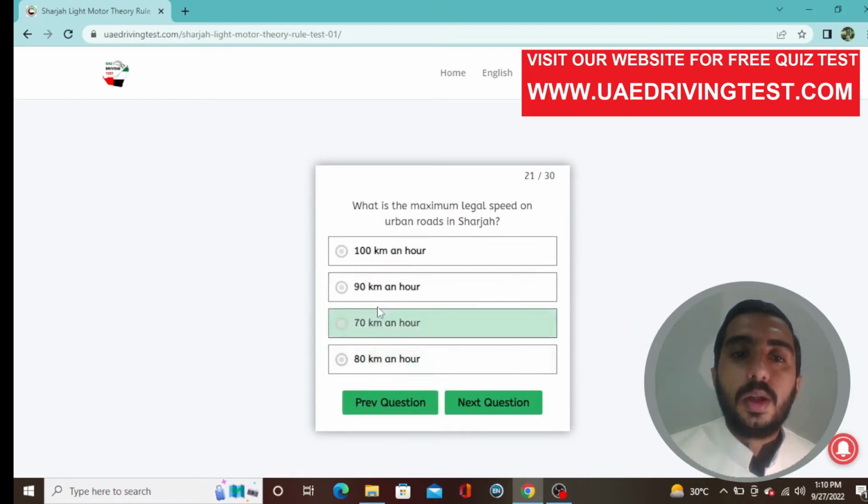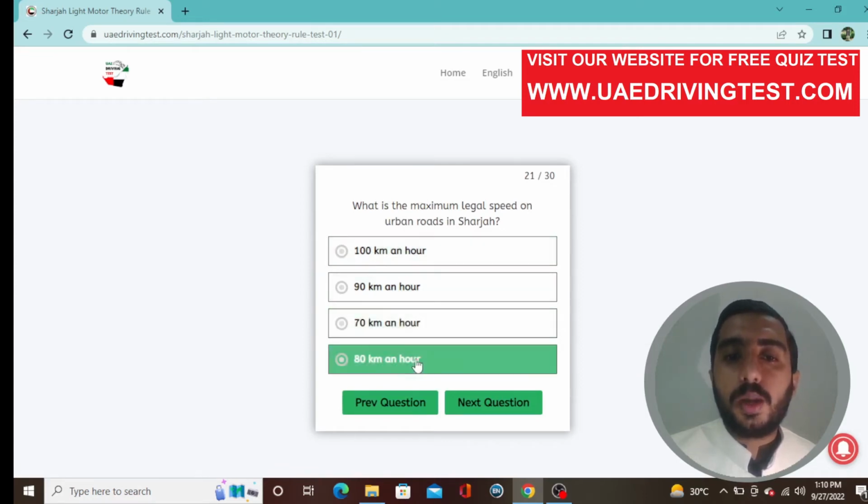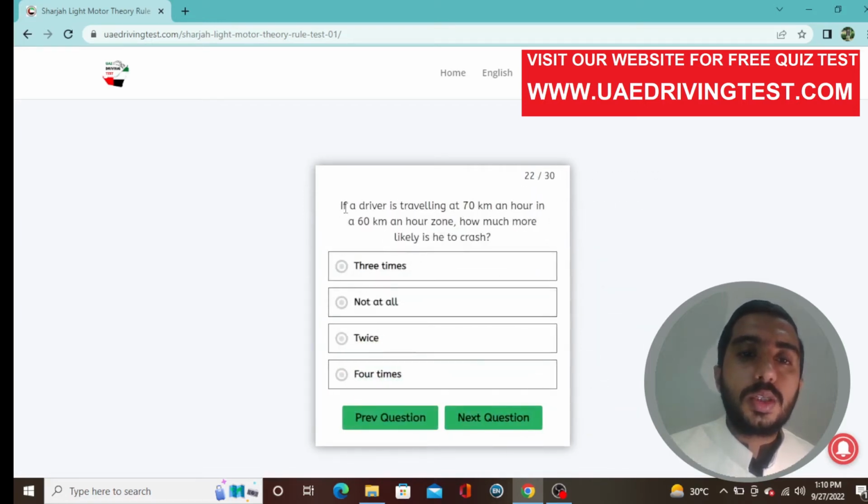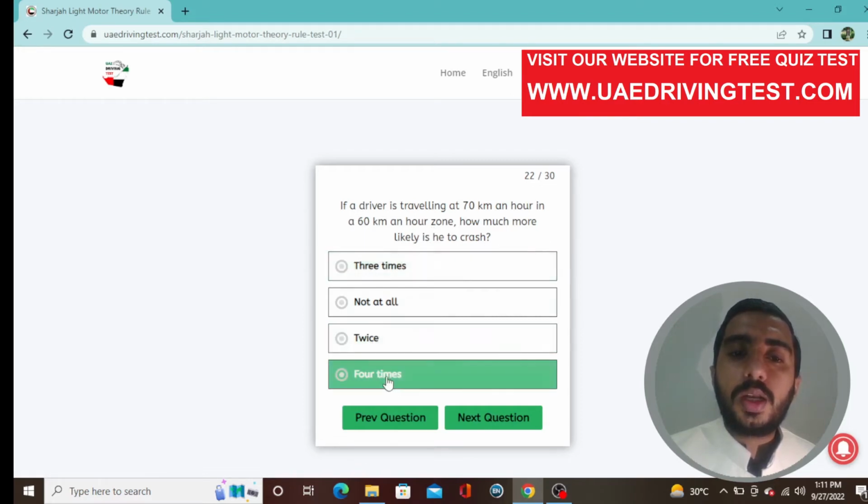Next question. What is the maximum legal speed on urban roads in Sharjah? On urban roads, 80 km an hour. Same. Next question. Question number 22 is, if a driver is traveling at 70 km an hour in a 60 km an hour zone, how much more likely is he to crash? Almost 4 times more likely. Option D is the correct one.